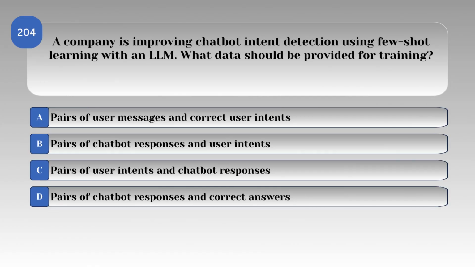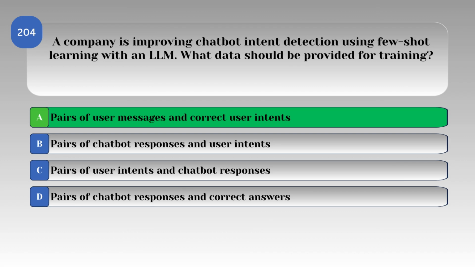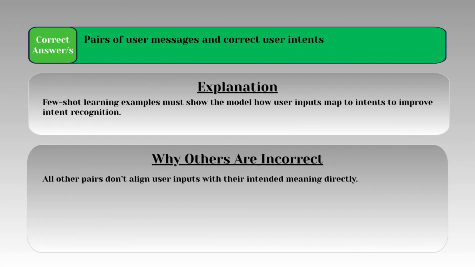A company is improving chatbot intent detection using few-shot learning with an LLM. What data should be provided for training? Correct answer: pairs of user messages and correct user intents. Explanation: few-shot learning examples must show the model how user inputs map to intents to improve intent recognition. Why others are incorrect: all other pairs don't align user inputs with their intended meaning directly.